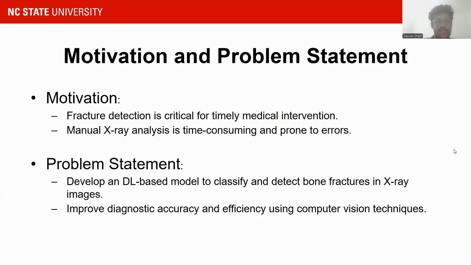So the basic idea is that fracture detection is very crucial at early stages in healthcare, but the manual analysis is very slow and it can lead to human error. So our idea is to develop a deep learning model that not only classifies if the fracture is present or not, it should also localize the presence of fracture in that X-ray image, which improves both diagnostic accuracy and efficiency.